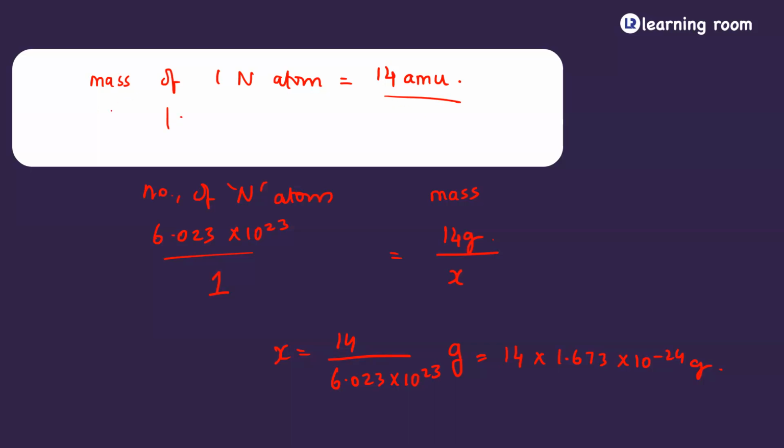Mass of one nitrogen atom in AMU, mass of one nitrogen atom in grams is equal to 14 into 1.673 into 10 to the power of minus 24 grams. Appo 1 AMU is equal to 1.673 into 10 to the power of minus 24 grams. Right? Yes or no? Yes.